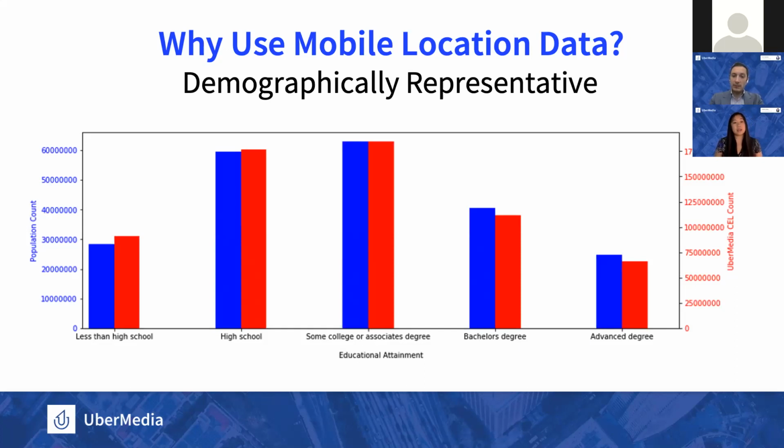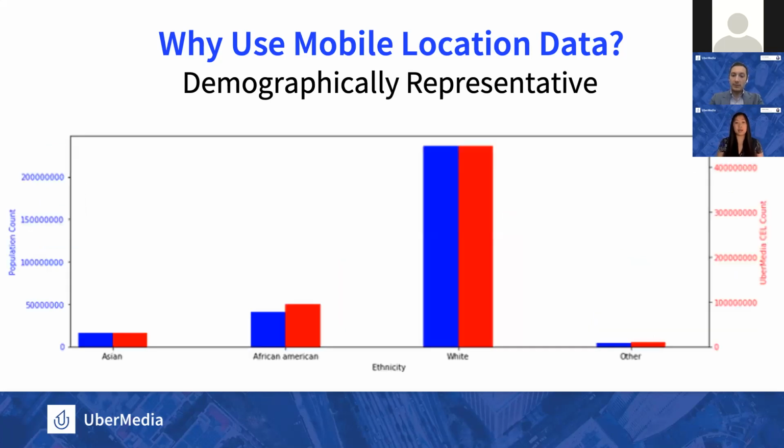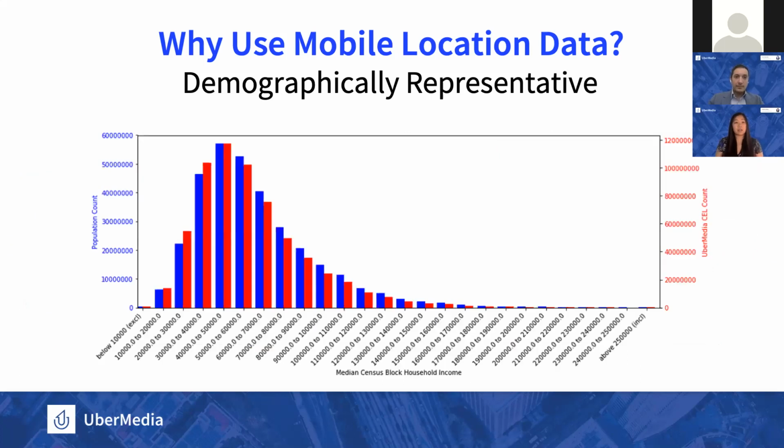And so you can see that the bars are almost even for a lot of the attributes around education attainment. We also see that with ethnicity, there is a slight but statistically significant bias with the African American group in our data. We also see that with income, it skews a little bit more to disadvantaged population. So we do see a slight overrepresentation of minority and disadvantaged populations.